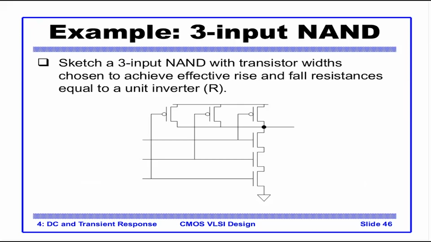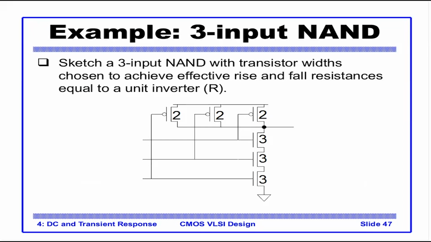What I would do is, let's look at the RC model of a 3-input NAND and see how it compares to a unit inverter. The first thing we have to do is assign widths to all these NMOS and PMOSs. Now how do we do that? I'll annotate some numbers here.